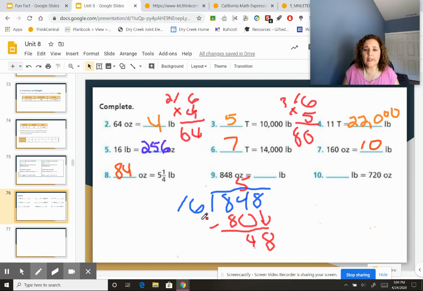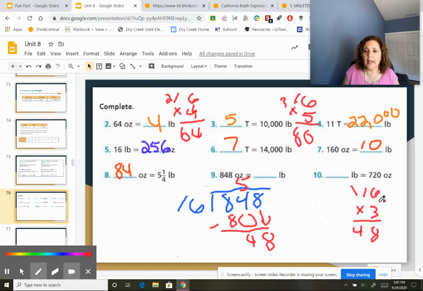So now I'm going to do 16 goes into 48 how many times? Well, I know it's going to be less than 5 because that's 80. And I know it's going to be less than 4 because I already did it over here and it was 64. So I'm going to try 3 times. I'm going to multiply 16 times 3. Go ahead and do that. Pause the video. Try 16 times 3.